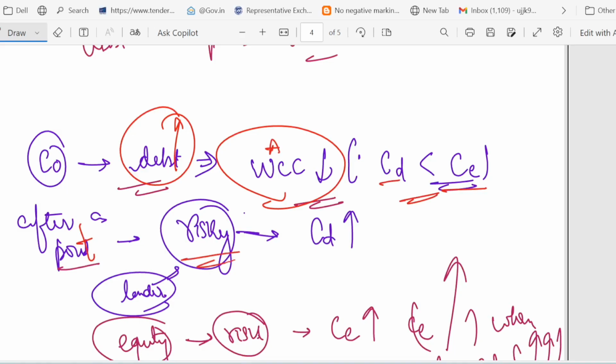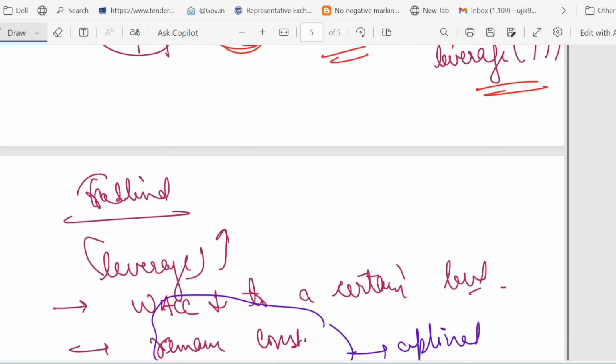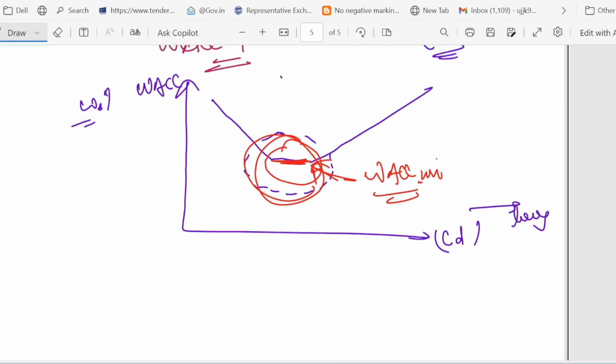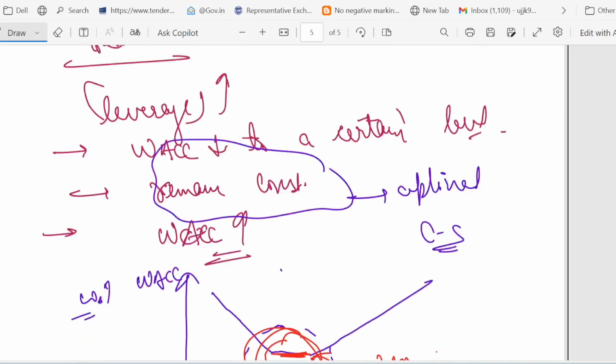After a certain point, what happened? The lender views it as risky. That's why the cost of debt increases. The equity investor also views this as risky, so the cost of equity also increases, multifold, when leverage increases. The same thing has been shown in this graphical point. This particular region is the optimal mix of equity and debt. This is called the optimal capital structure. That is the point. This is what the traditional approach is all about.